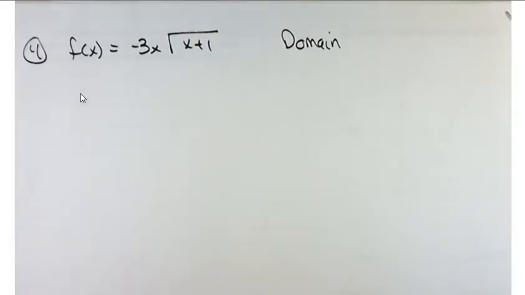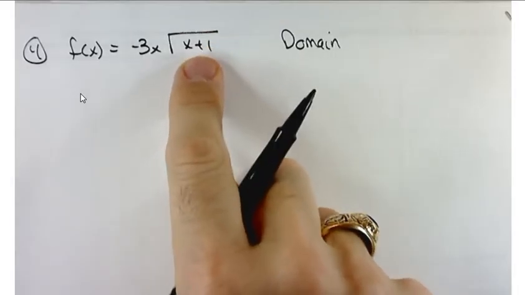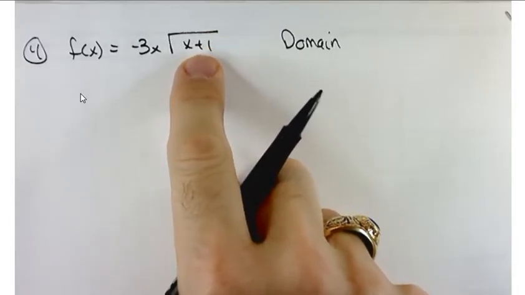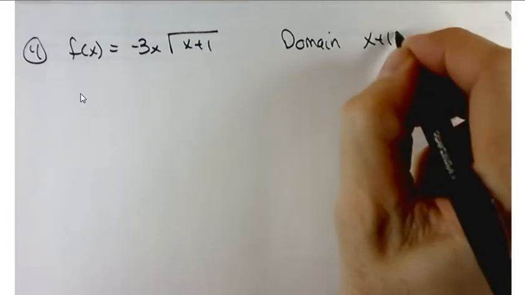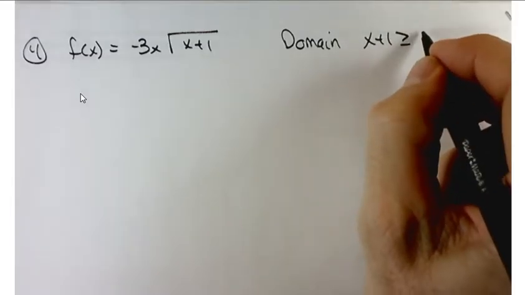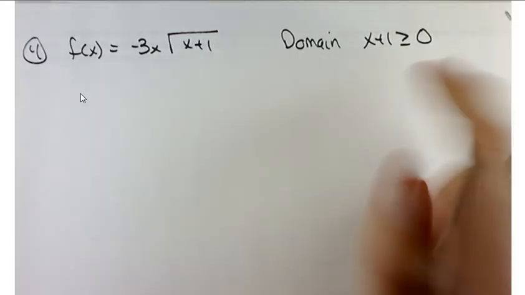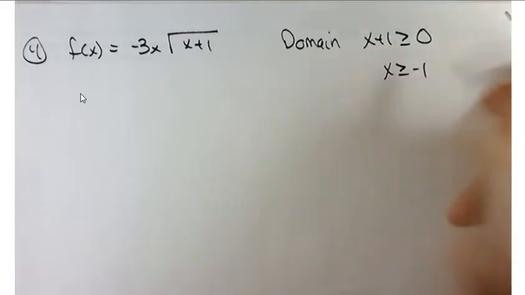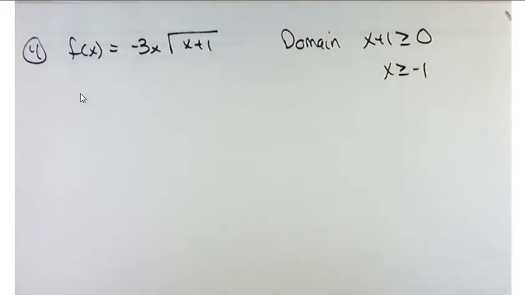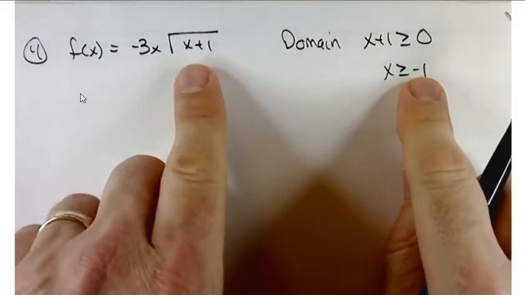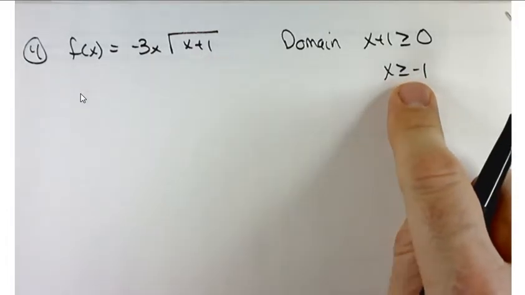What kind of problems can we run into with this function? Imaginary numbers, right? That's going to happen if this is negative underneath the square root. So basically I have to have x plus 1 greater than or equal to what? 0. Or better yet, x is greater than or equal to negative 1. That's your domain. You have to have a positive value underneath the radical, and that means x has to be greater than or equal to negative 1.